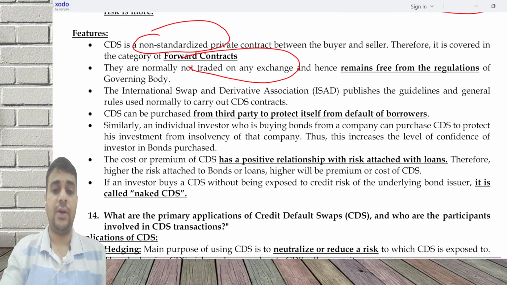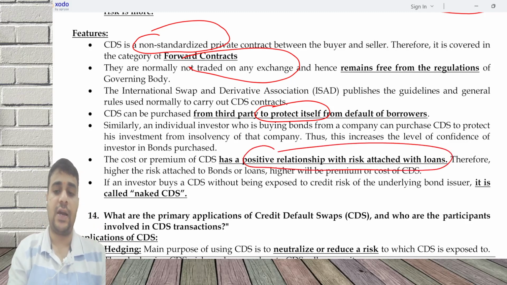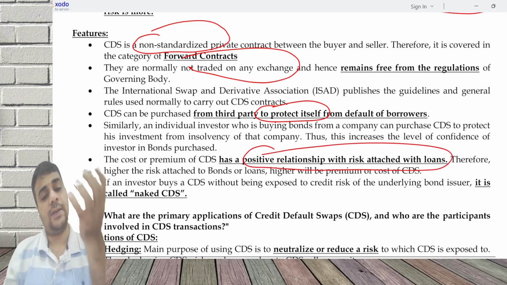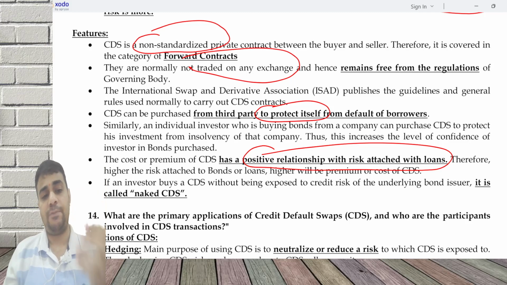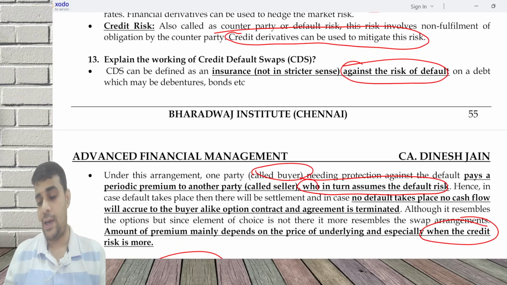You can buy it from a third party to protect yourself from the default of borrowers. An individual investor who is buying bonds, if he wants protection, can also do this. The cost or the premium has a positive relationship with the risk attached with the loan. If risk is on the higher side, premium will be higher. If risk is on the lower side, premium will be lower. If you are buying a CDS without having the underlying asset, you are doing a naked CDS, which is basically speculation, because I feel that the company is going to default, so I enter into this arrangement.